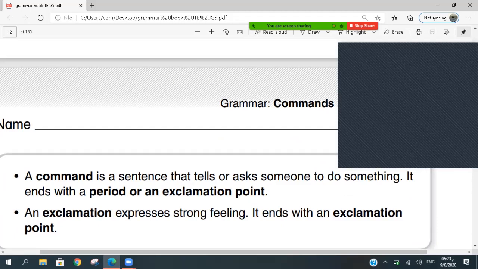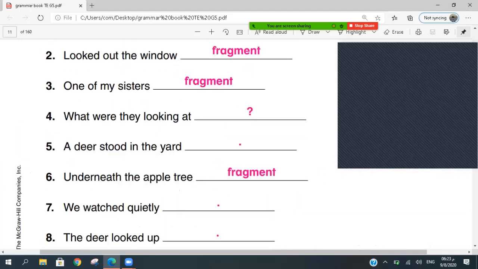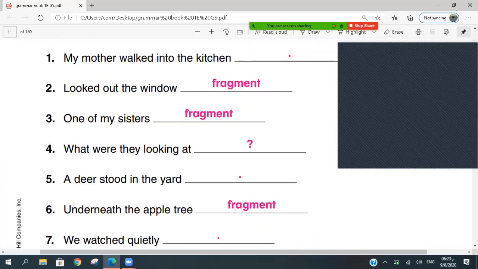Teacher, I don't understand number one. Okay. Before we move on, if you have any confusion with this page, you can just ask me, and you can unmute your mic. My mother walked into the kitchen. What's wrong with it? It's a full sentence. We need to add a period after it because it starts with a capital letter and ends in a period.